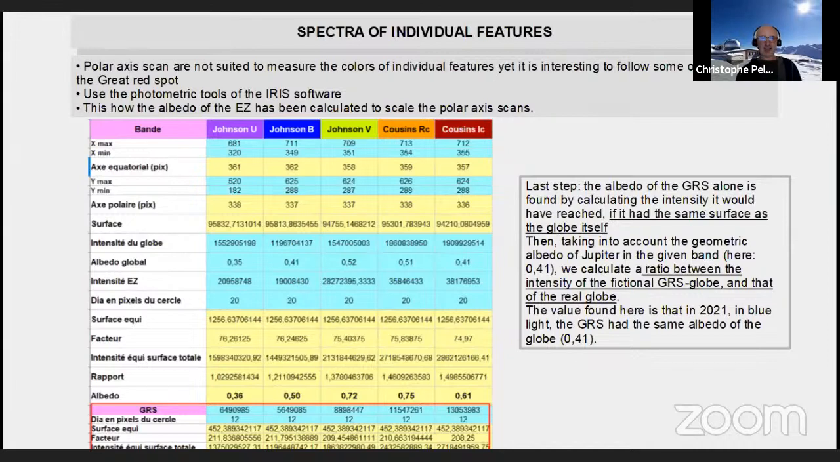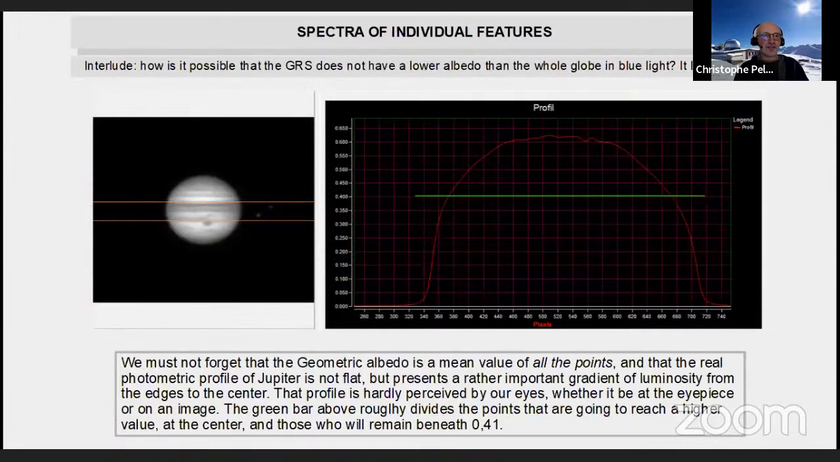And we are going to make a small interlude. How is it possible that the Great Red Spot does not have a lower albedo than the globe in blue light, since it looks so dark? The trick is that we must not forget that the geometric albedo is the mean value of all the points, and that the real photometric profile of Jupiter is not flat, but presents an important gradient of luminosity from the edges to the center.